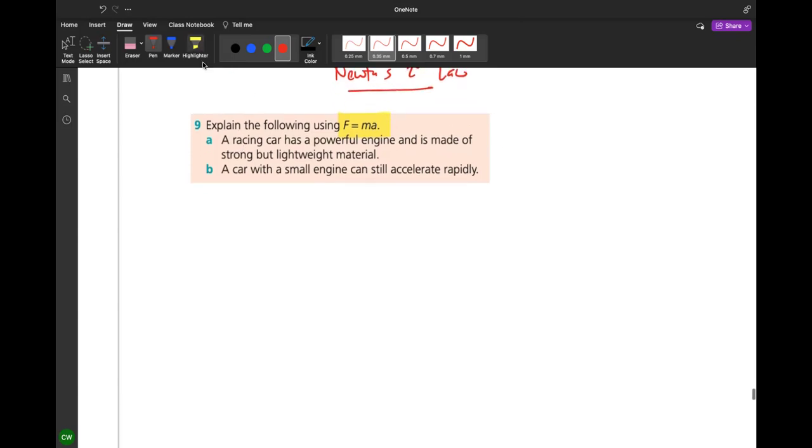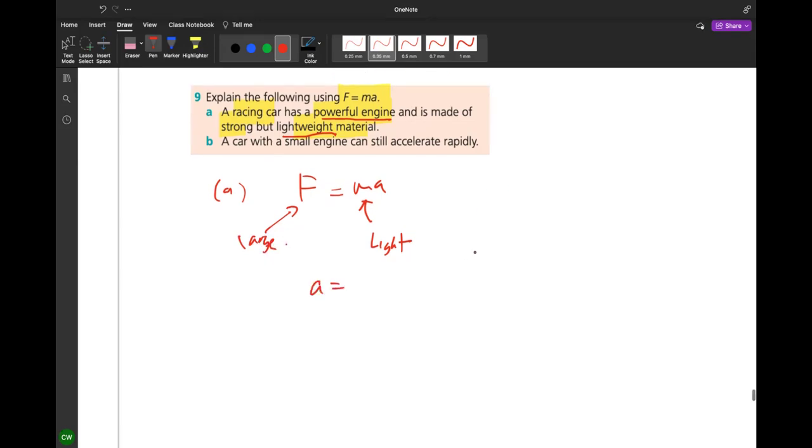Racing car. 跑车, racing car. Powerful engine made from strong but lightweight material. Why does the car need to be light? 为什么要轻啊？Powerful engine means it provides the force. 这个 engine 给的就是动力啊, force. Lightweight means what? Mass. This is very light. 这个很轻。This force is very large.